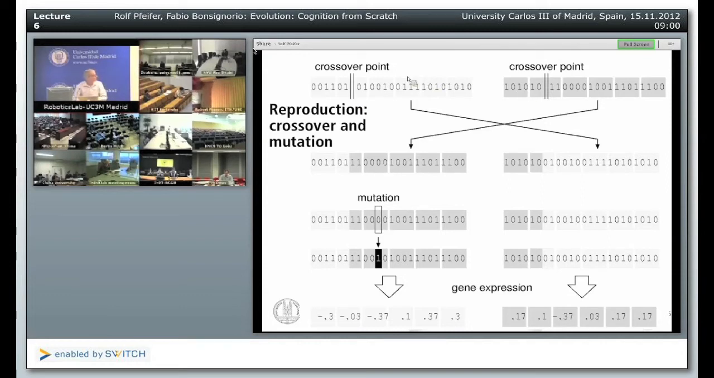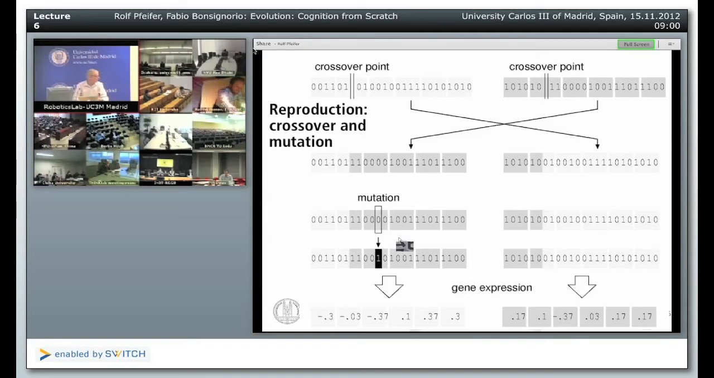We take two genomes, choose a crossover point, and then we take this, put it here, we take this, put it here, and this one comes here, and then this one we take from here. And so we get two new individuals, and the hope is that by recombining these genomes, we keep the good combinations and make a new one that might even have better combinations. Normally this will not be the case, but it might actually happen.